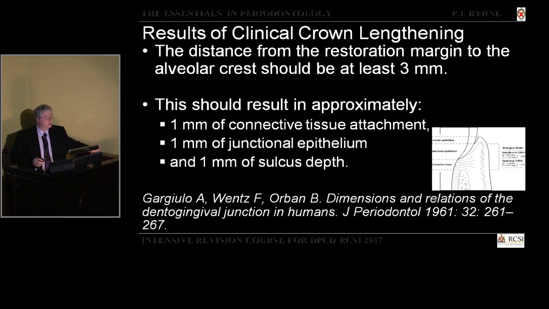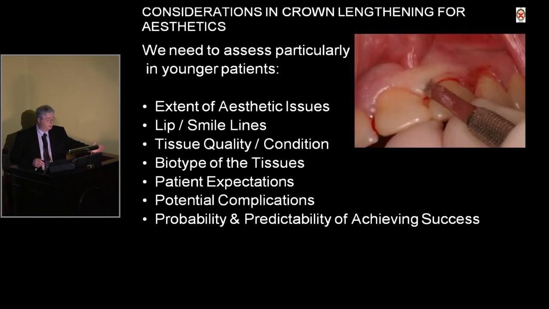So in other words, the distance from the restorative margin to the alveolar crest should be, in general terms, at least 3 millimeters, and that's been well documented.